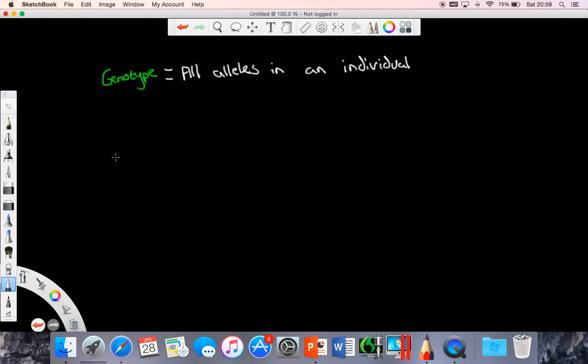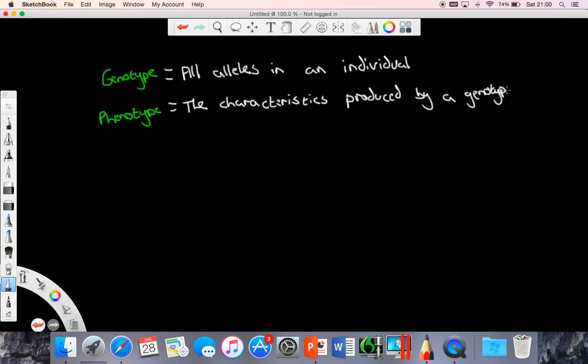On the other hand, your phenotype is defined as the characteristics produced by a genotype. Okay? So, for example, you may have the gene for blue eyes, therefore your phenotype would show that you have blue eyes. Okay? You may have one gene for blue eyes, one gene for brown eyes, but your phenotype would be brown eyes, even though you have an allele for blue eyes and an allele for brown eyes.